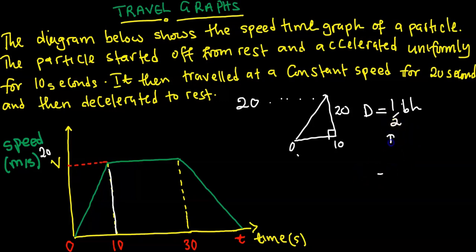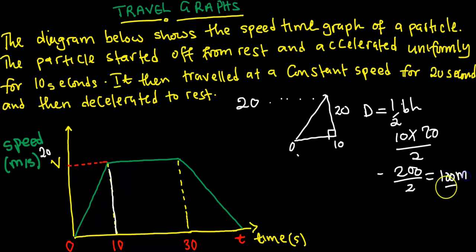let me start with the base, that is 10 multiplied by 20, divided by 2. So what are we going to have here? We are going to have 200 on top, which divided by 2 gives 100. So this is 100 meters. That is how we find the distance. We found the distance of this triangle. That is how we find the distance under the speed time graph.